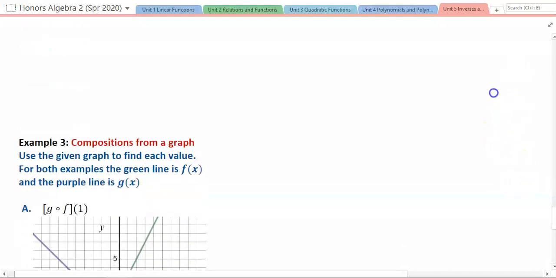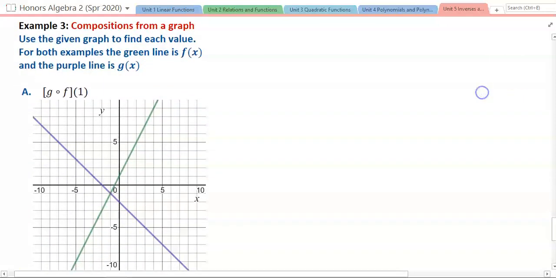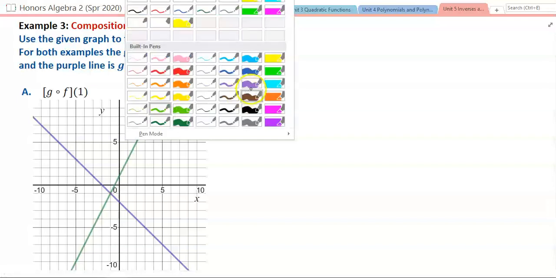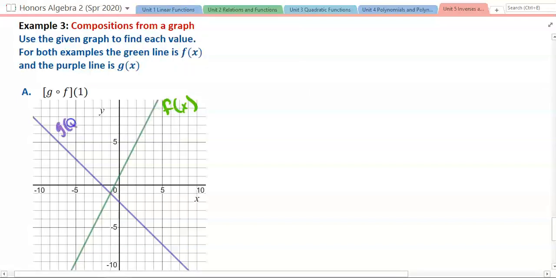All right, so let's look at example 3: compositions from a graph. Use the given graph to find each value. For both examples, we're going to see here A and B. The green line will be the f of x function, and the purple line will be the g of x. So I'm going to label those on the graph now. This is my f of x, and the purple is my g of x.